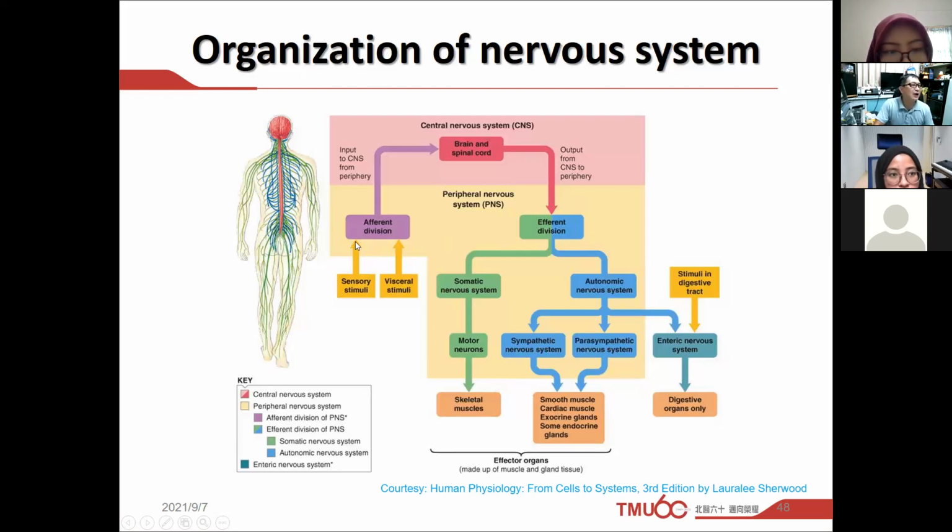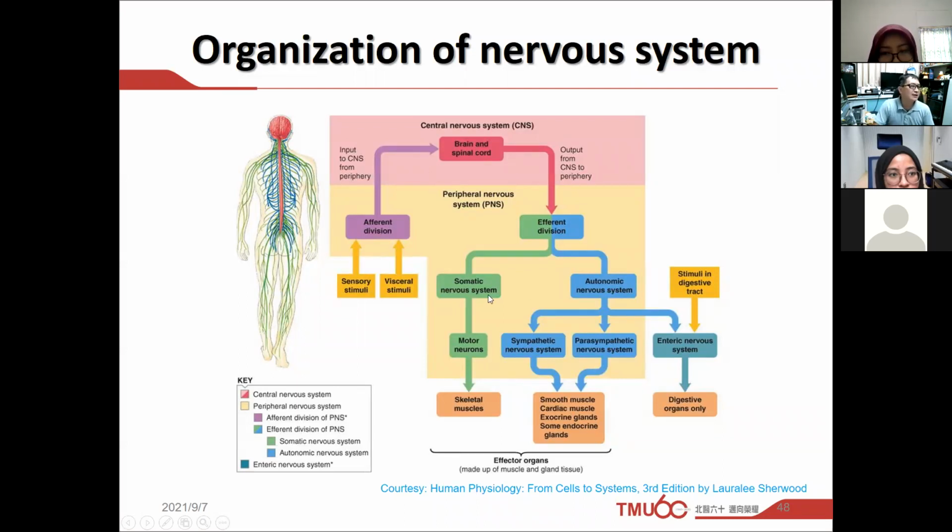The PNS can also be divided into two parts: the afferent division and the efferent division. The afferent is the sensory nerve, which can feel pain and changes in temperature, and also relates to the organs. And the other one, the efferent division, which is motor, is for contraction. It can be divided into two parts: the somatic nervous system and the autonomic nervous system.